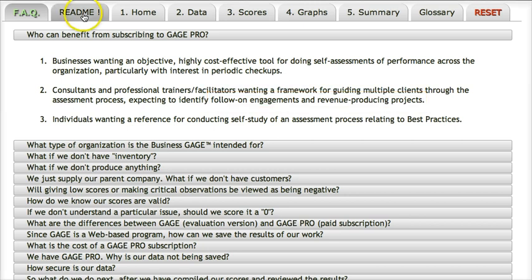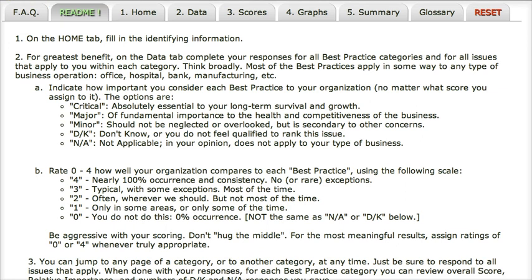The next tab gives instructions on how to use the program most effectively. It is important for the team to respond as accurately and completely as they can to get the most from the process. And in addition to the numerical and graphical results, as well as the summary and recommendations at the end, an even greater benefit results from the discussion, discovery, and shared understanding that occur as the team goes through the assessment.